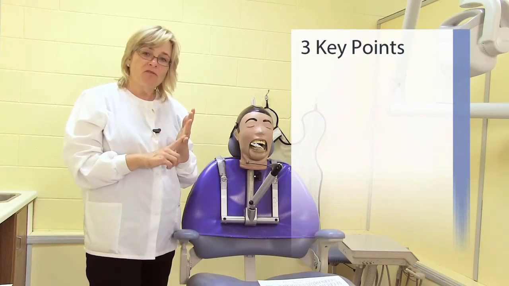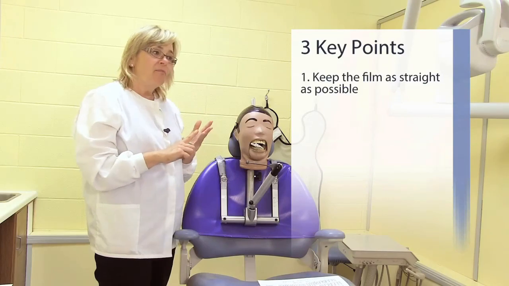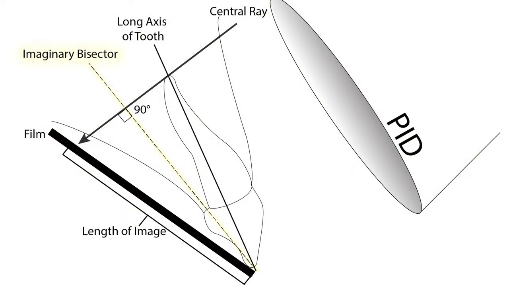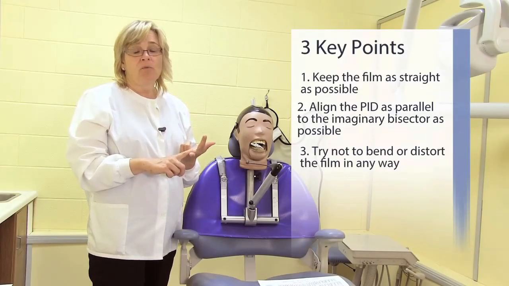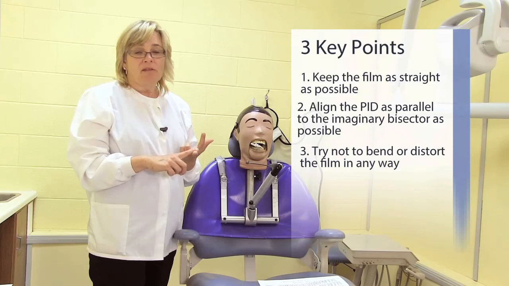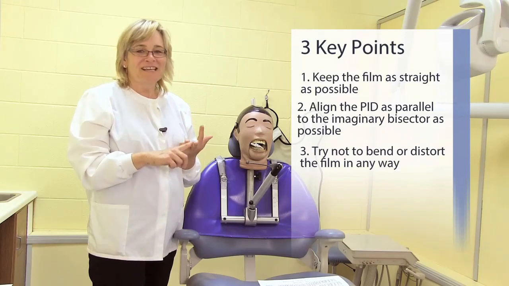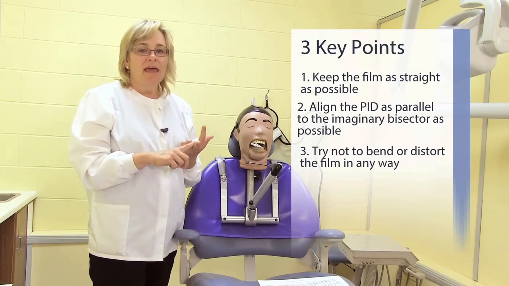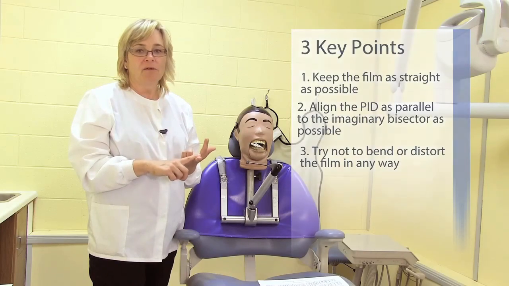Keep the film as straight as possible. Align the PID as parallel to the imaginary bisector as possible. And try not to bend or distort the film in any way when placing, otherwise the resultant image can be distorted and it will compromise the quality of your radiograph.